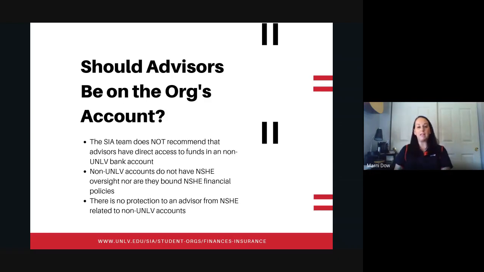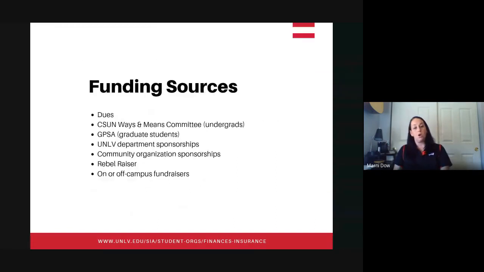So with that in mind, you can still help your student orgs be good financial stewards and understand how to make positive choices for the organization without directly having access to their funds. So, some funding sources. We get that question a lot from students, particularly from new student orgs: well, how do we get funding for our organization?